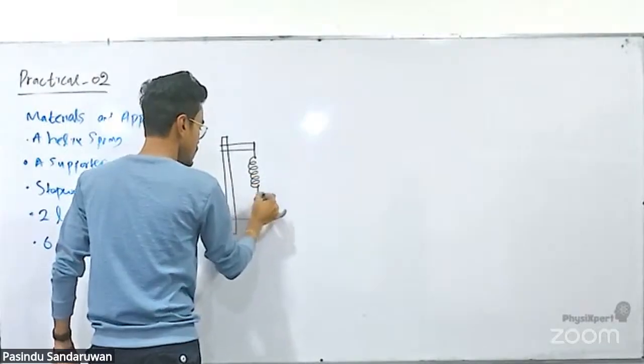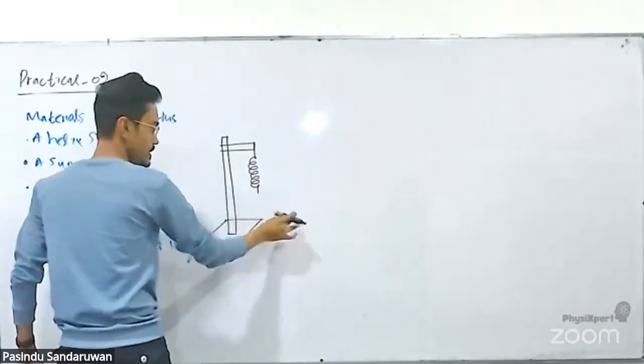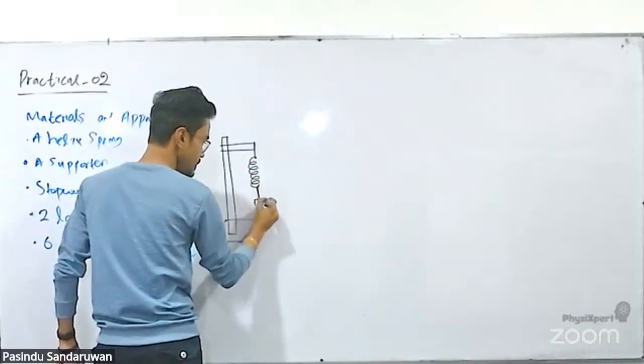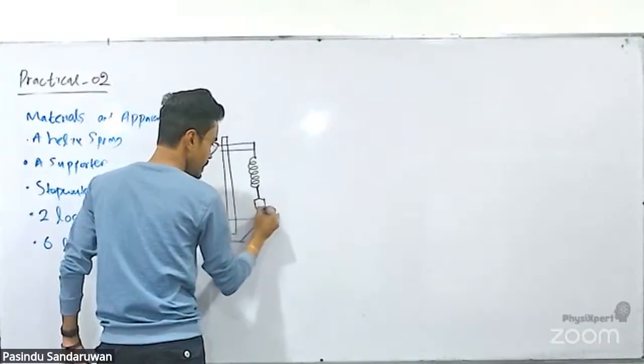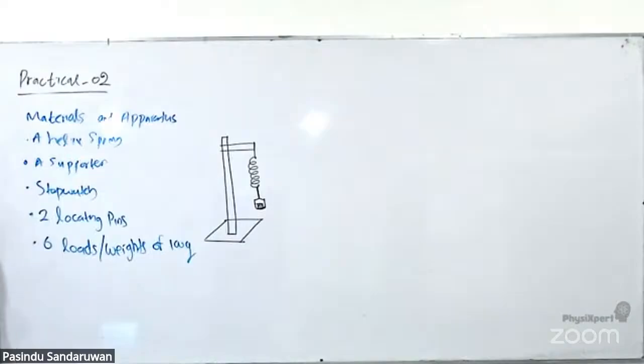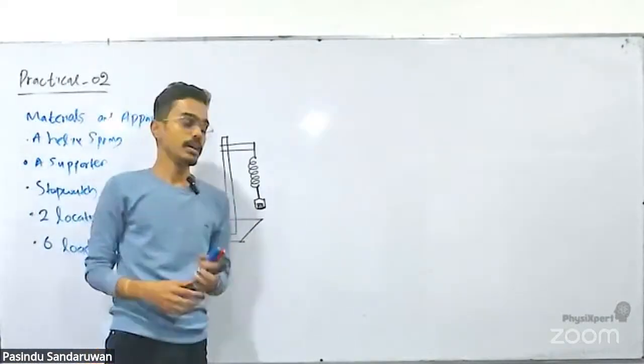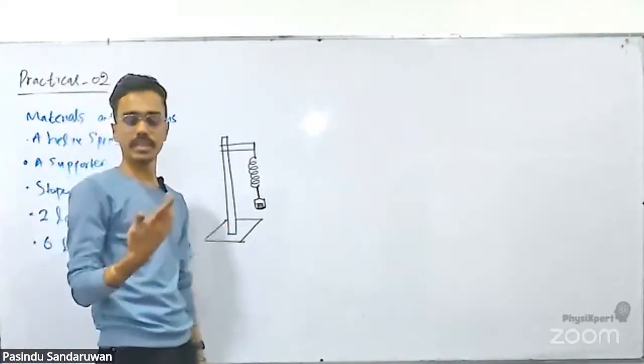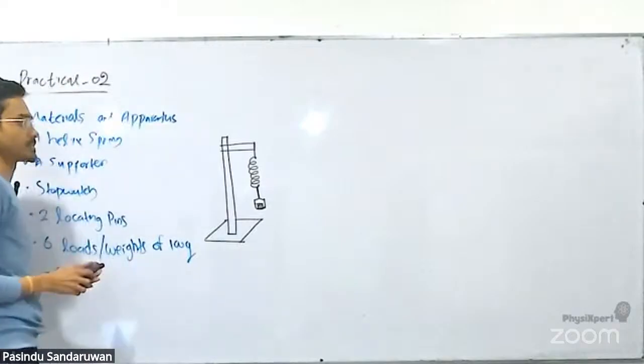And here we are using something like a pan where you can put masses in. That is not a bob. That is a pan to add masses. Look at the board.